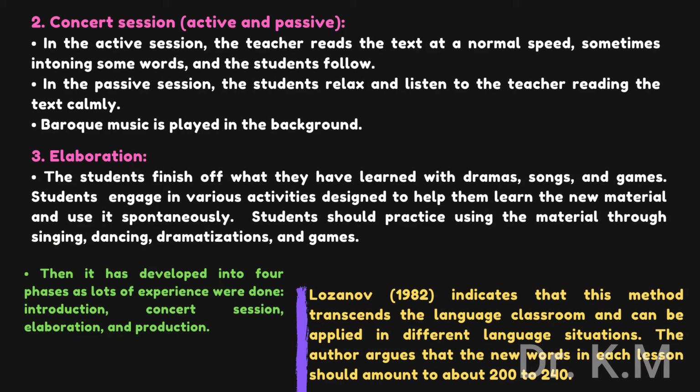2. Concert session, active and passive. In the active session, the teacher reads the text at a normal speed, sometimes intoning some words, and the students follow. In the passive session, the students relax and listen to the teacher reading the text calmly. Baroque music is played in the background. 3. Elaboration. The students finish off what they have learned with dramas, songs, and games.